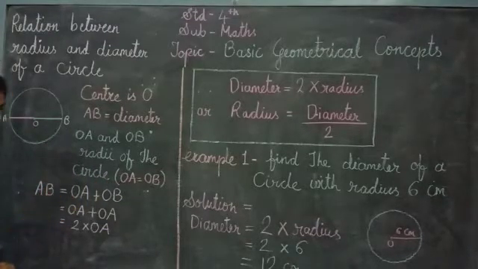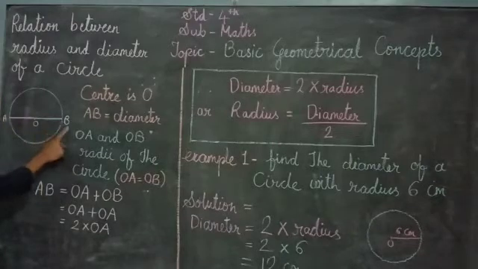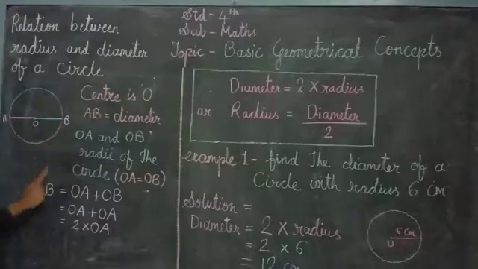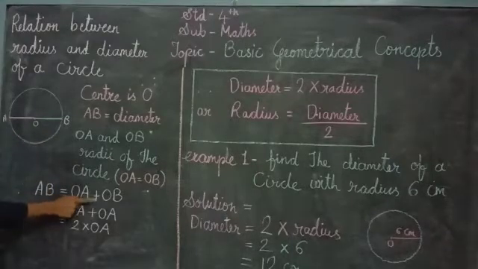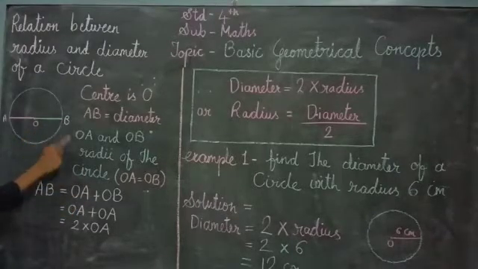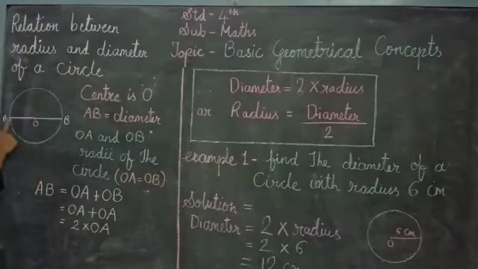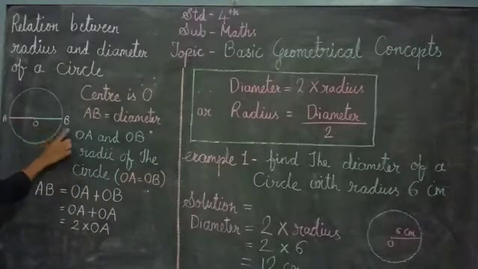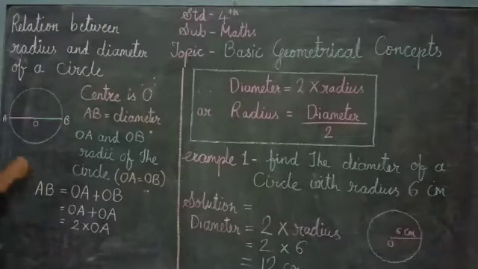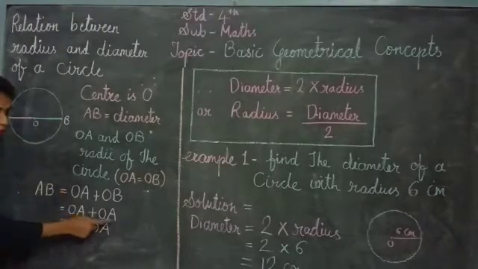Now this is AB. We have two radii, OA and OB. So AB, this diameter, is equal to OA plus OB. Again, AB is equal to OA, this portion, plus OB, which is equal to AB. Next, OA plus OA.